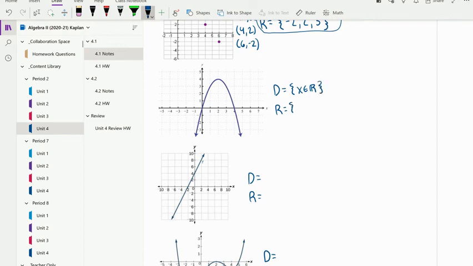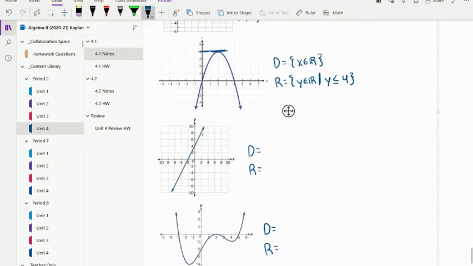Your range, on the other hand, well, this is one where y isn't all real numbers. Where do our y values begin? If we're going from the bottom, we've got y values, y values, y values. Stop. Our y values cap right here. So that means your y values are all less than or equal to 4.